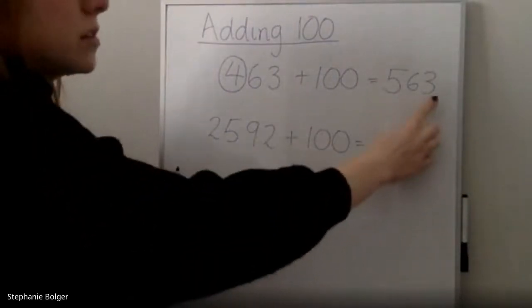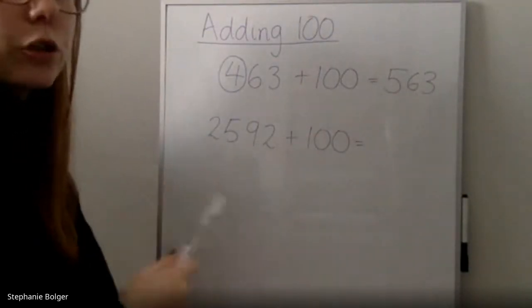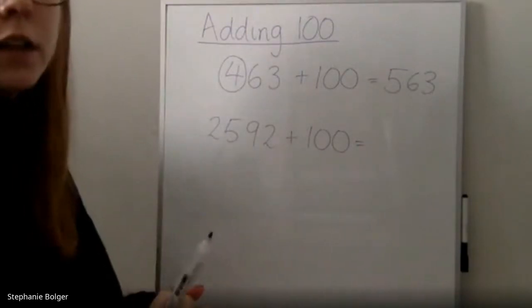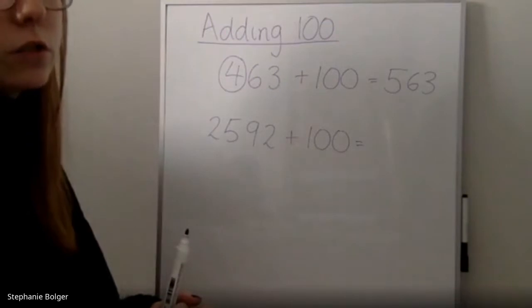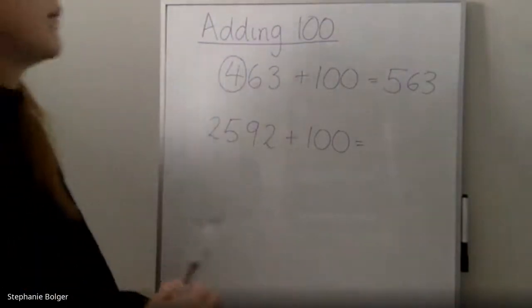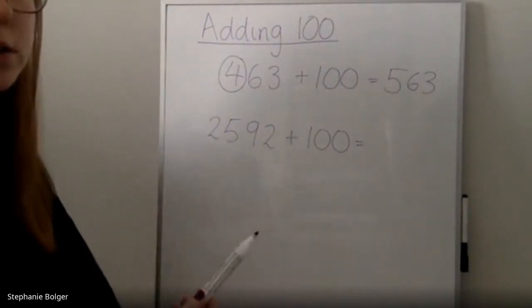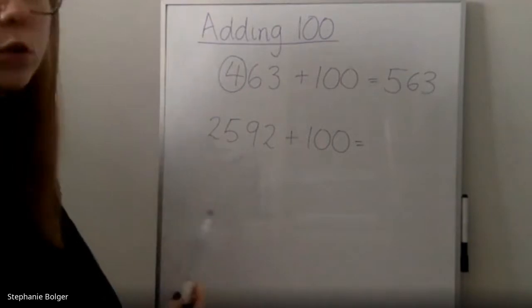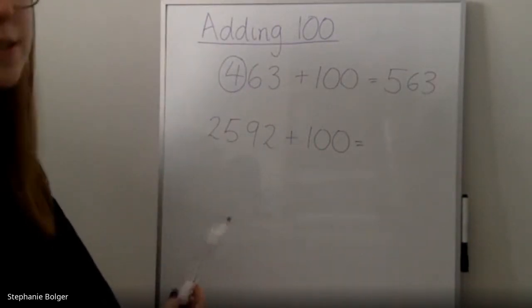The reason why we start at the ones is because when we're doing trading, like I'll show you very soon, it's easier to work from the ones so we don't get confused when we're doing our trading, okay? So now we're going to continue on with the next sum, and it's pretty much the same. It's just with a 4-digit number we're adding to instead of a 3-digit number, but it's the same thing.